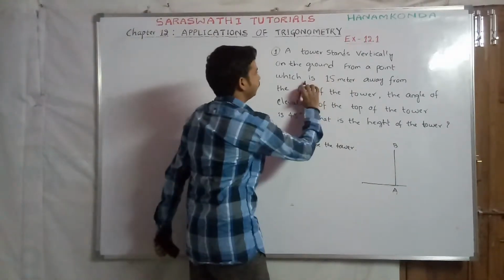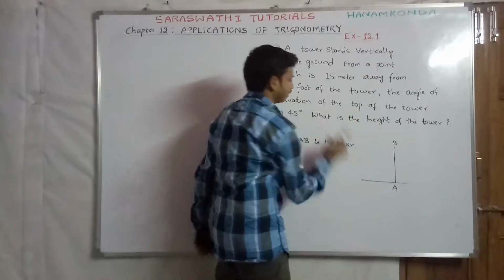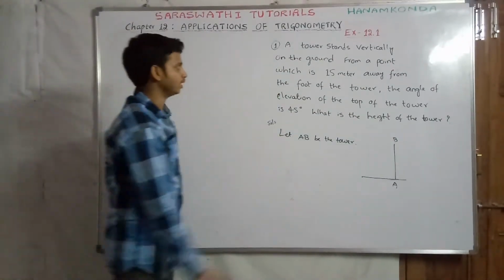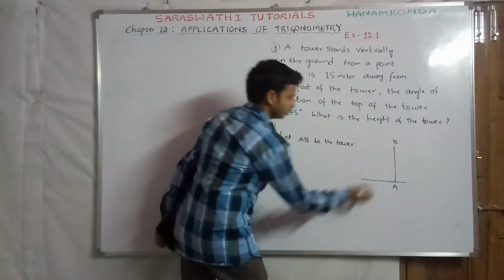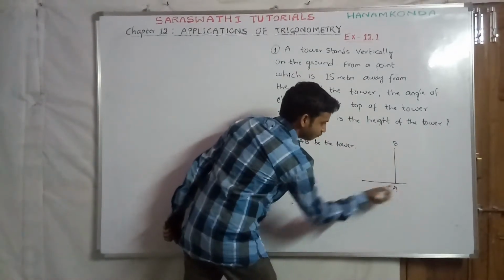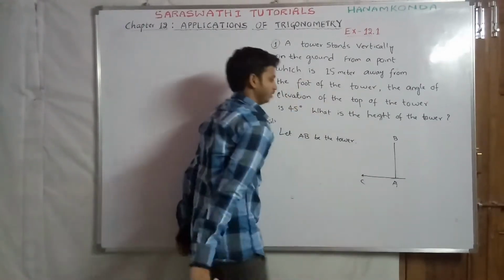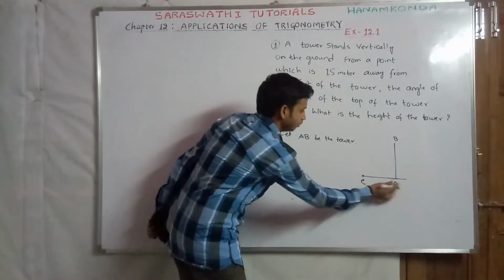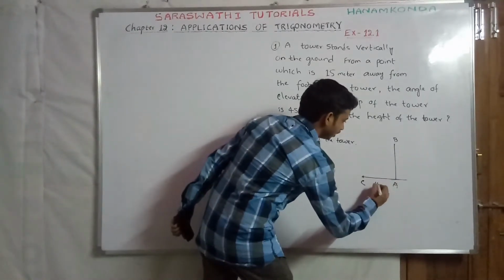From a point which is 15 meters away from the foot of the tower, the angle of elevation of the top of the tower is 45 degrees. It is mentioned in the question that the point is 15 meters away from the foot of the tower. So here AB is the tower, that means A is the foot of the tower. Let us suppose we take a point C. This point C is 15 meters away from the foot of the tower, that means the distance between A and C is 15 meters.